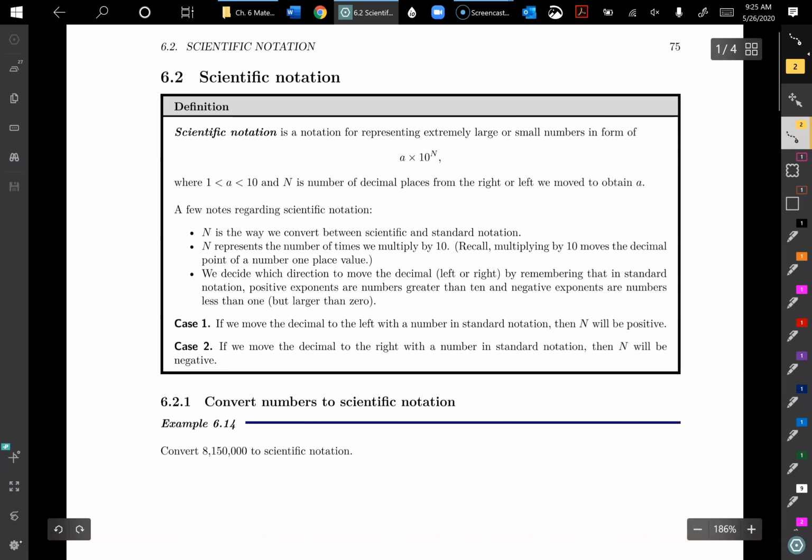Okay, now we're on section 6.2 of your workbook. It's page 75. We have scientific notation that we're looking at here. We use this for extremely large or small numbers. They're in this form here, a times 10 to the n.